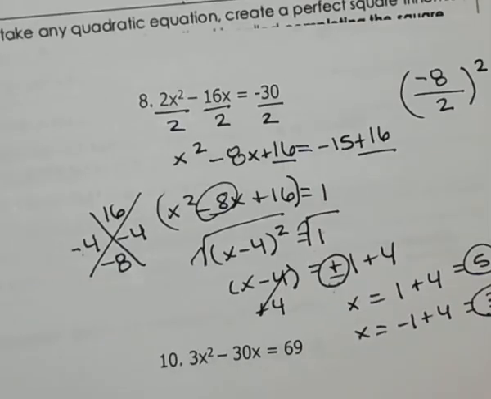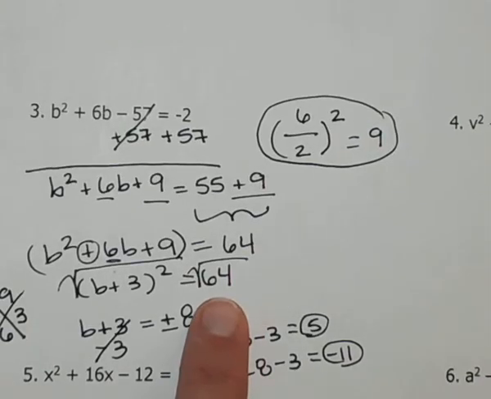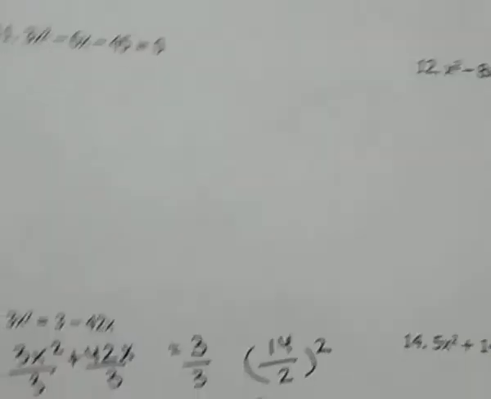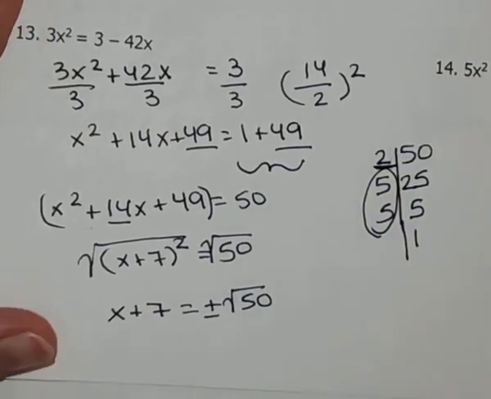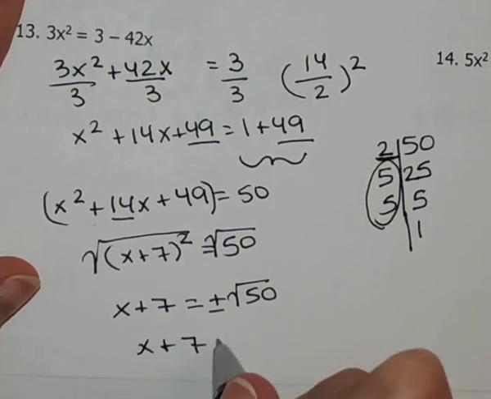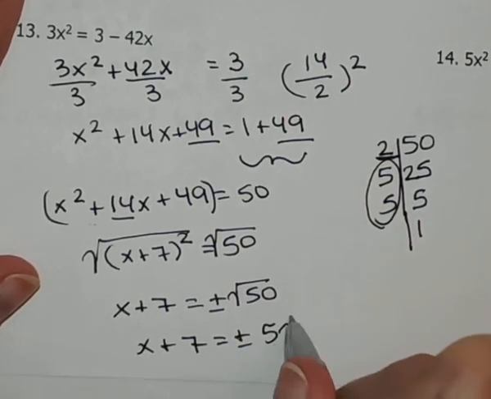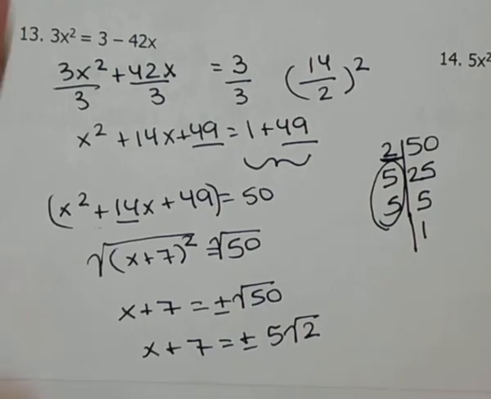For this one, or even on the front, we had square root of 64, which is 8 times 8. So that's why I could just take 1 8 out front. Here I can take 1 5 out front, but the 2 has to stay inside the radical. So then I'm just going to replace my square root of 50 with 5 radical 2. These are the same thing, square root of 50 and 5 radical 2.